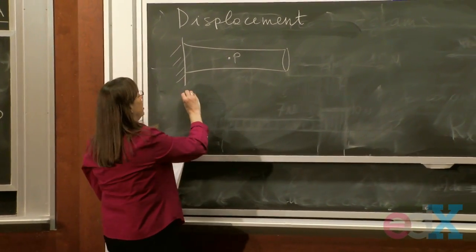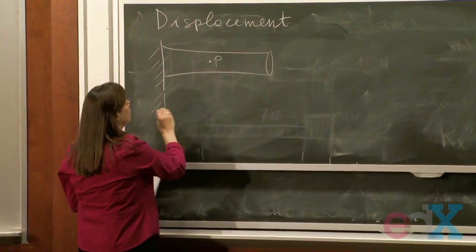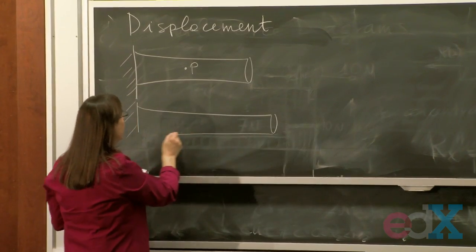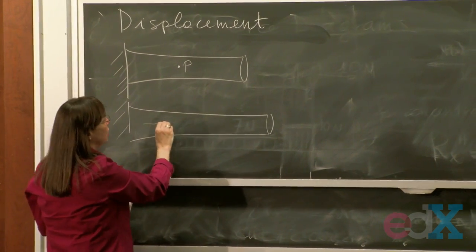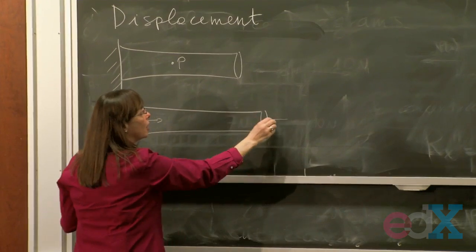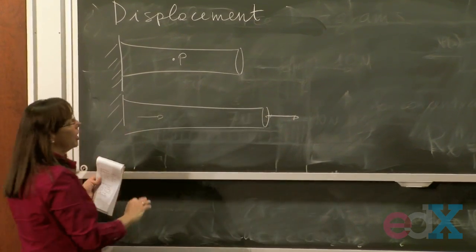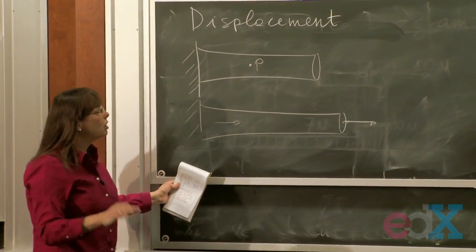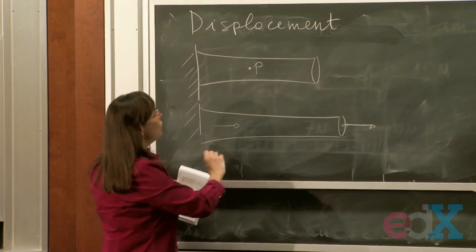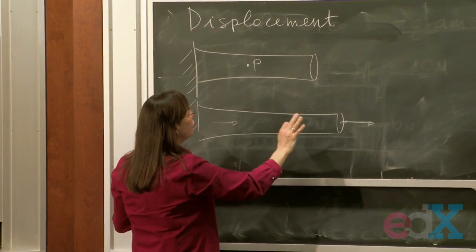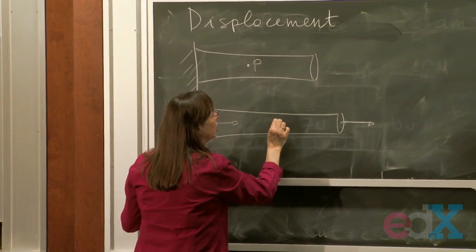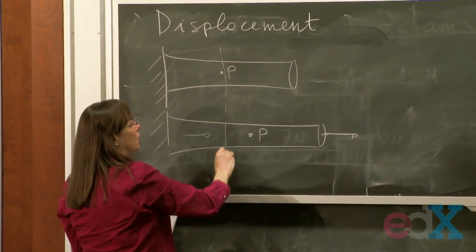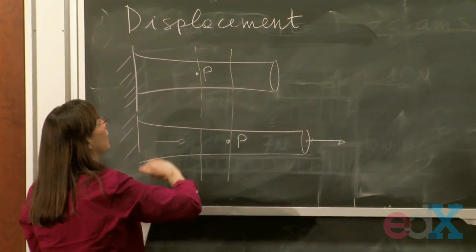Then I apply loading. I don't even bother to describe what the loadings are. It can be forces, doesn't matter. I'm pulling this way, pushing that way. All I'm looking at now is how the shape of the bar changes. So I look at the shape after the bar deformed, and I see that the same point, point P, now is here. So it was here, and now it's here.